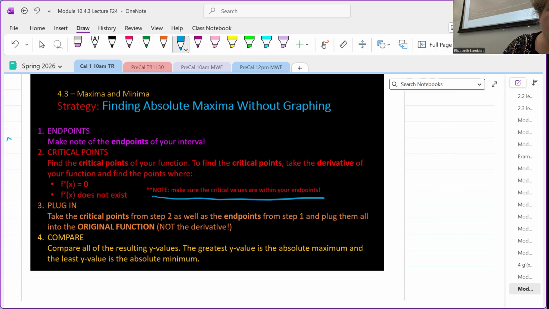Now, to tell what the absolute maximum value or absolute minimum value is, you have to plug all of your x values into the original function and see what the y values are. That's why it says original function in all caps, because we're so used to working with the derivative that it's really easy to default back to the derivative. But if you start getting a bunch of zeros, you plugged it into the wrong thing.